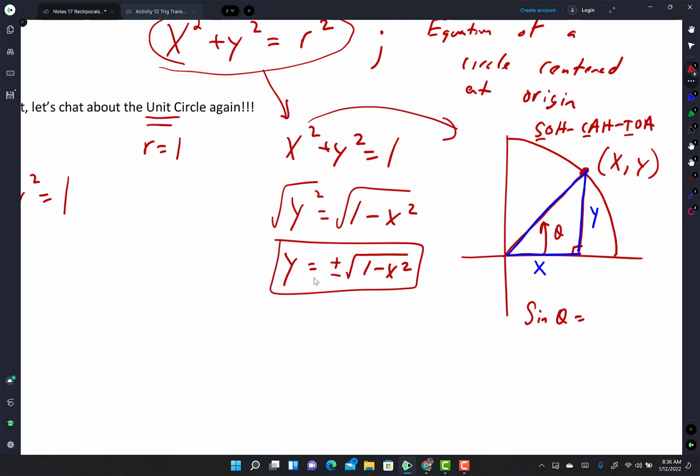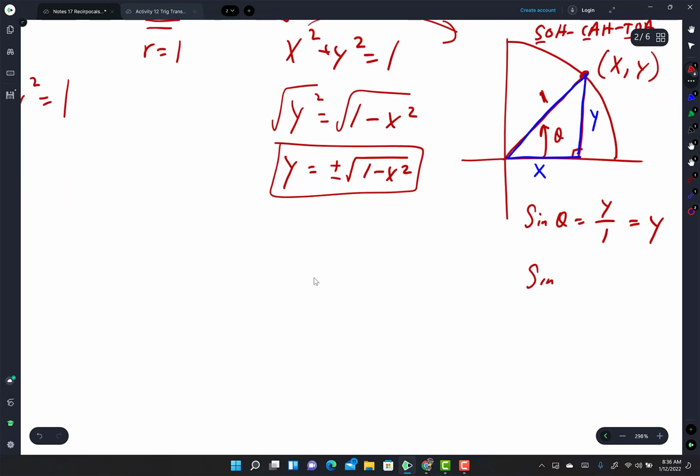Well, here's that angle. Opposite of that angle is a y. y divided by 1, isn't that just y? So we're going to say that sine theta is y, and you guys already know this. And then for cosine, we're going to say that cosine theta is going to be x, because it's adjacent over hypotenuse. And then if you want, you can say tan theta is equal to y over x. Are we okay with that, guys?